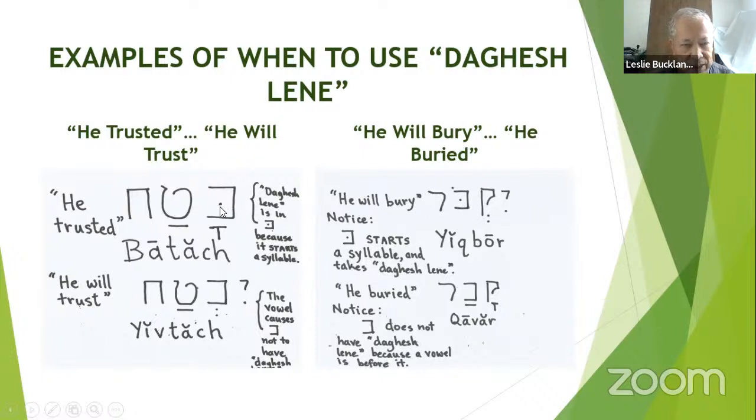If it begins a syllable at the start of a word, or if it begins a syllable in the middle of a word, then it can take Dagesh Lene. If there is a vowel that is immediately before Beth, it won't be able to take Dagesh Lene. As you can see in this vowel being before Beth and this vowel being before Beth, it does not take Dagesh Lene when there is a vowel before it. Okay.